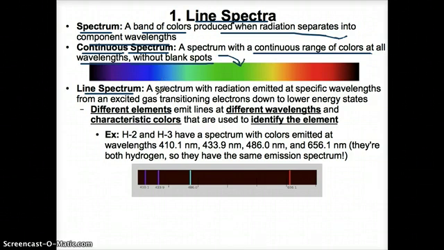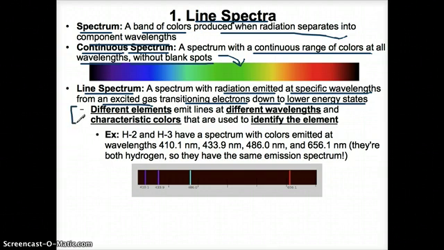On the other hand, a line spectrum is a spectrum with radiation that is emitted at specific wavelengths, so the colors are very discrete at specific wavelengths. That results from an excited gas that has electrons transitioning down from higher to lower energy states, and thereby releasing energy with specific wavelengths and therefore specific associated colors in the process.